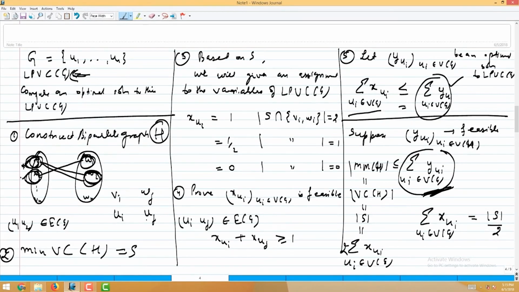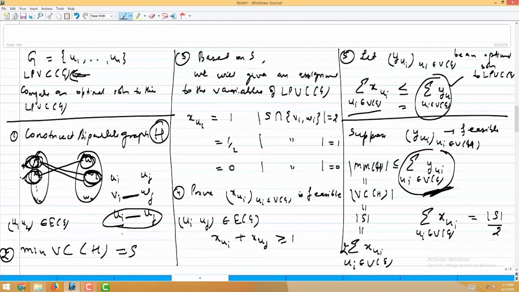To prove that it's a feasible solution for H, we have to say that for every edge something holds, right? So look at any edge in H. This is an edge between some Vi and some Wj. Vi corresponds to some Ui and Wj corresponds to some Uj. What was the value that I gave to Vi? The same value as Ui. And what is the value that I gave to Wj? The same value as Uj.